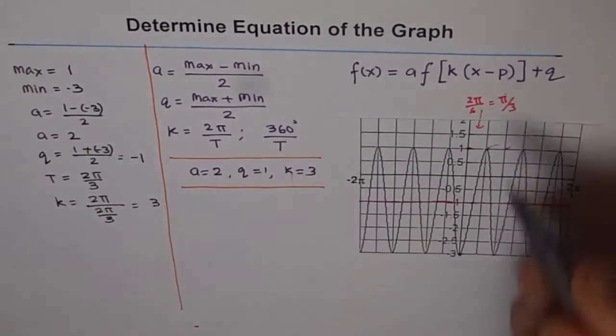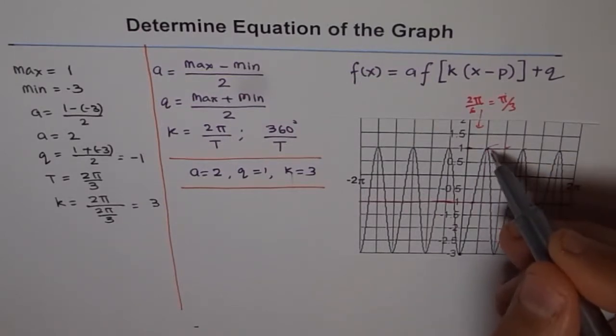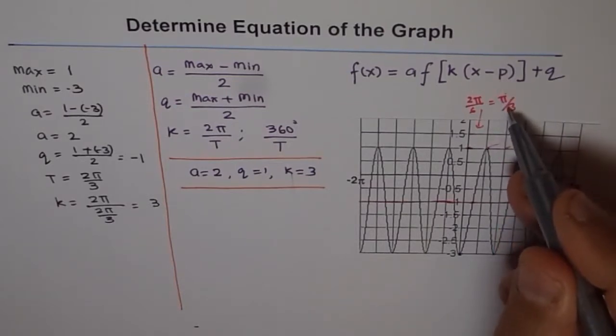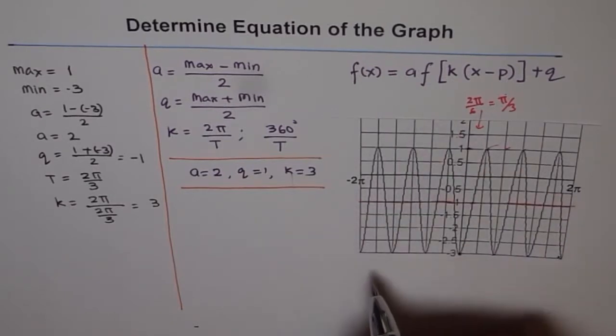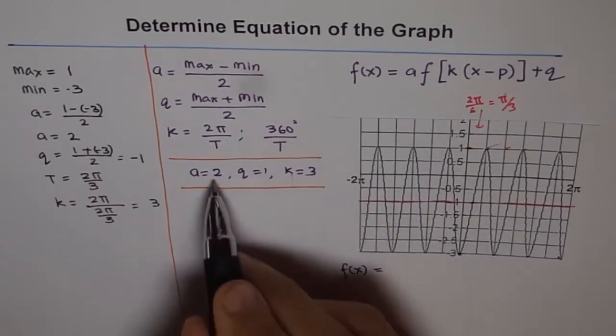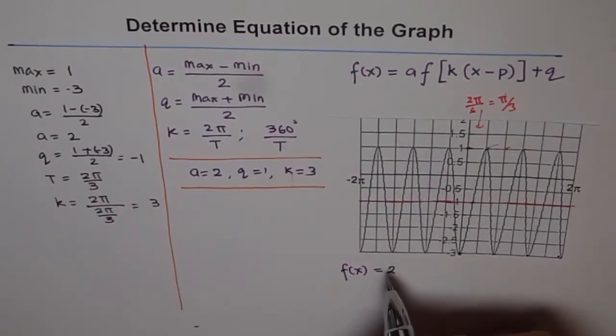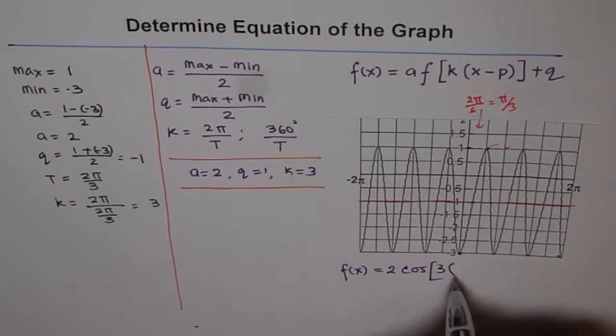Now, to find p, if I consider this to be a cosine function, then my cosine function is starting after 1 unit, which is pi by 3. So p is pi by 3 for me. So let me write the first equation for you in this form. f of x equals a, which is 2, and the function I'm taking is cos, and then a bracket. It's better to use square brackets. k is 3. Since we have this bracket also, there is confusion.